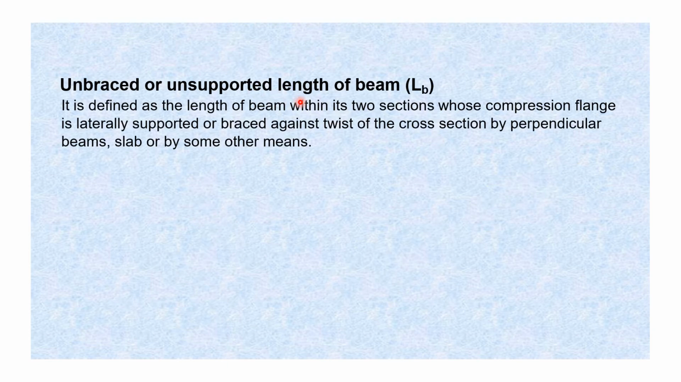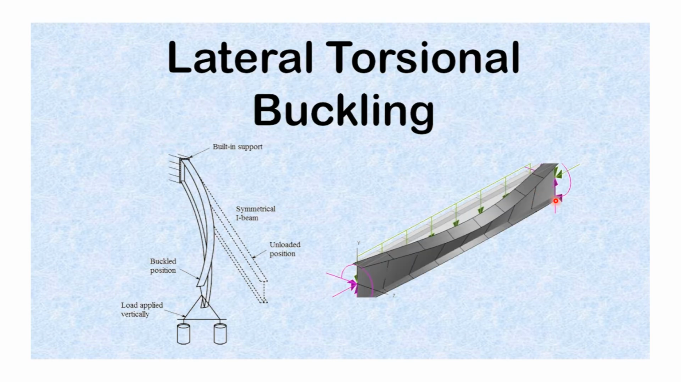Unbraced or unsupported length of beam. It is defined as the length of beam within its two sections whose compression flange is laterally supported or braced against twist of the cross section by perpendicular beams, slab, or by other means. For example, here is a support and here is a support. Here is the total unsupported length. Okay, in between two supports, that is the unsupported length.